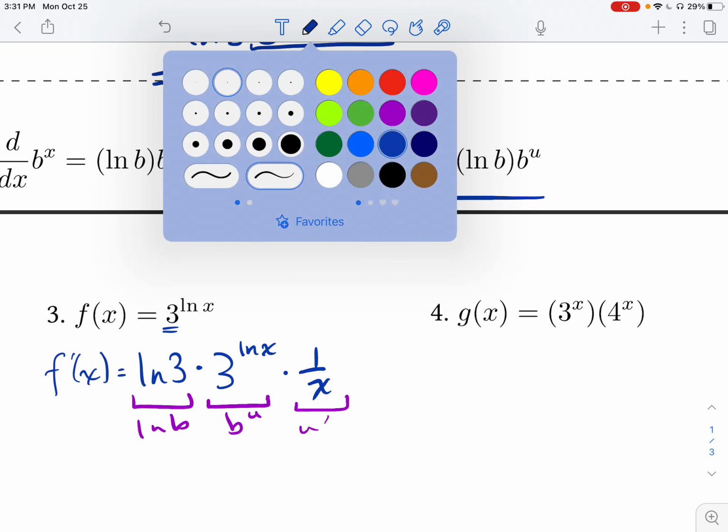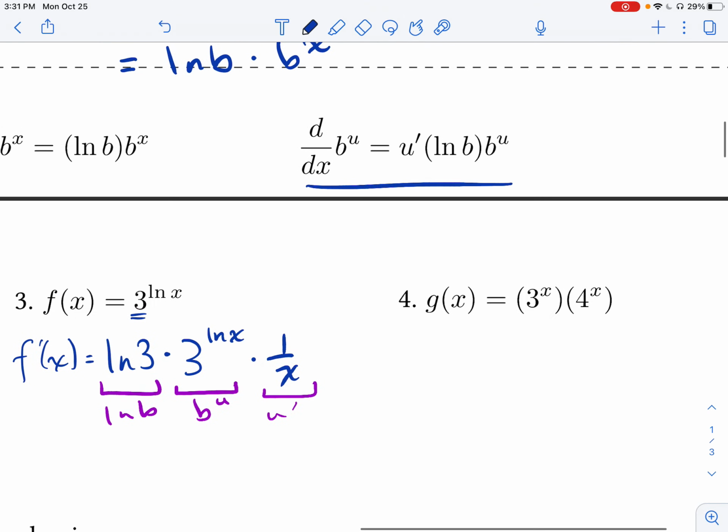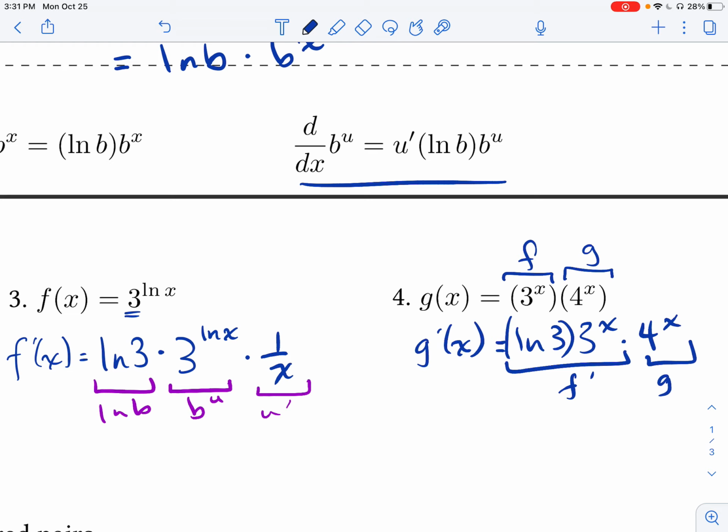Okay, and then finally, for g of x here, we're just going to apply, again, the product rule. So we're going to say g prime of x would be the natural log of 3 times 3 to the x times 4 to the x. So that's our product rule. This is our f, and this is our g. This is our f prime, and this is our g. All of that plus f times g prime.